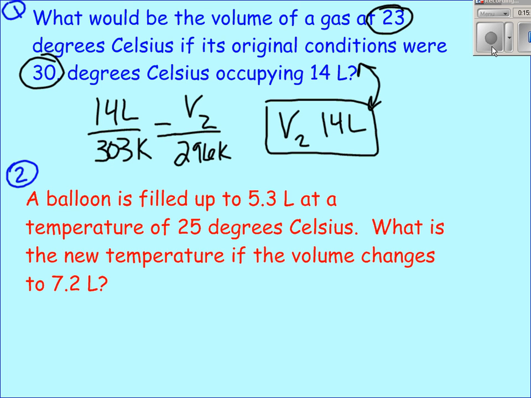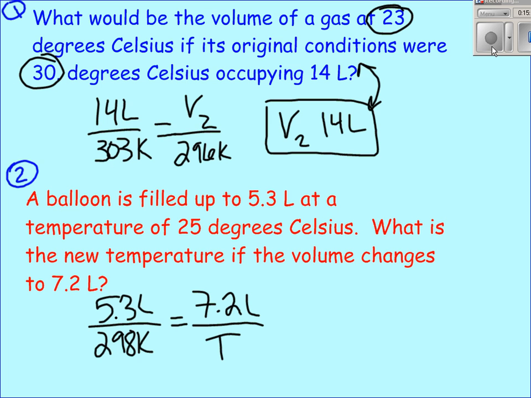For your second one, you should have the following setup. 5.3 liters over 298 Kelvin is equal to 7.2 liters over T2. Now, when I solve for T2, I get approximately 405 Kelvin.